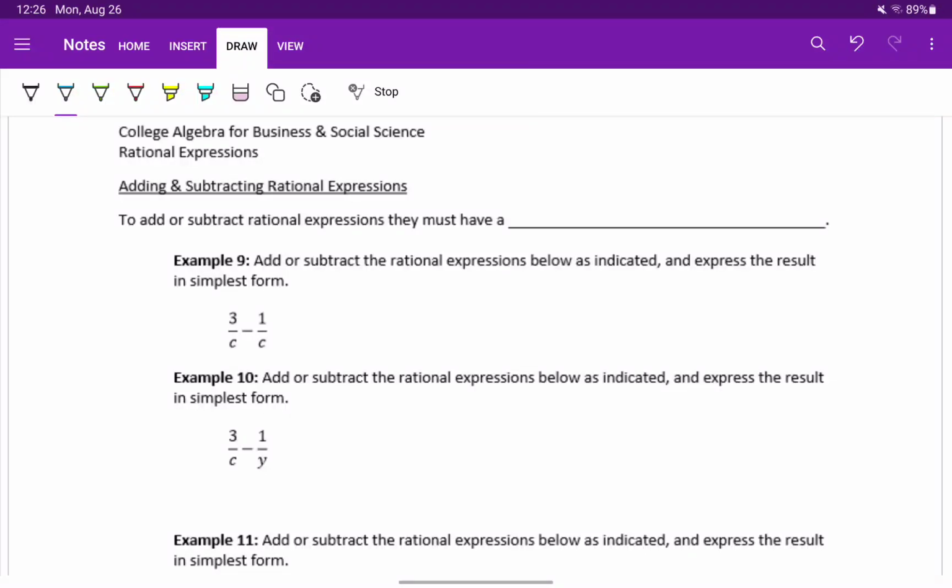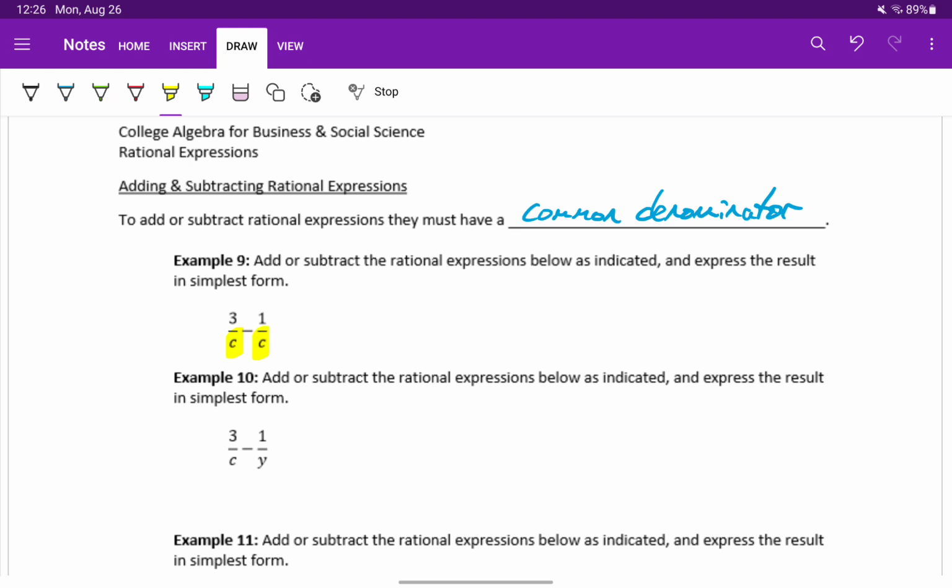The primary rule for adding and subtracting rational expressions is the same as the primary rule for adding and subtracting fractions. In order to do that, the two expressions have to have a common denominator. In example 9, we can see that's already taken care of.